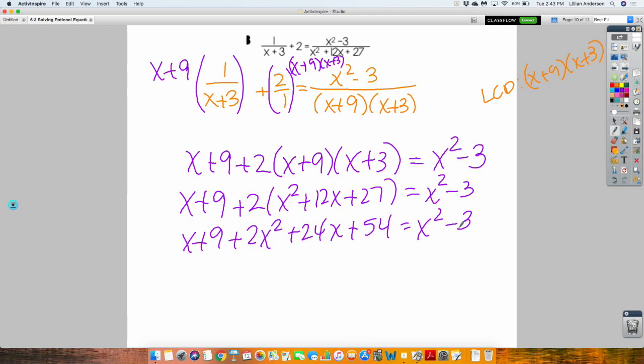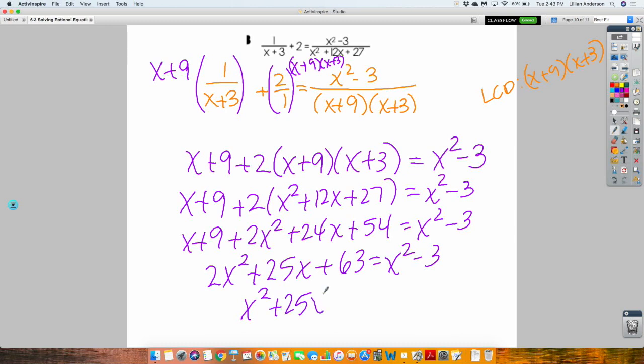If you decide to distribute over the 2 first before you FOIL, only distribute to the x plus 9, not to both parentheses. So now when I combine like terms, that gives me 2x squared plus 25x plus 63. And this is still a quadratic, so I'm going to set everything equal to 0. Subtract over an x squared and add over a 3.